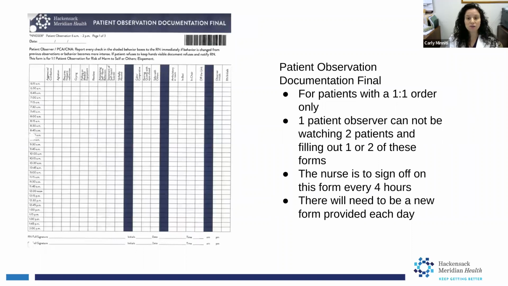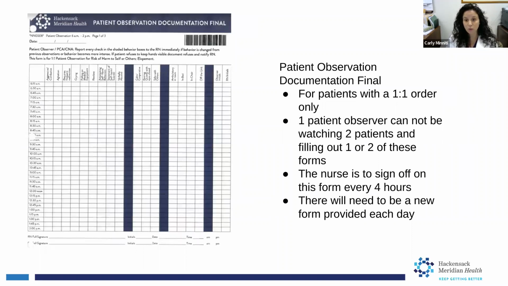So this form here is called the Patient Observation Documentation Final, and this is only for one-to-one patients, the highest level of observation. Patient observers can be assigned to 2 patients if they're in the same room and if they are able to watch both patients at the same time. But they cannot watch 2 one-to-one patients. So they should never be watching 2 patients and given 2 of these papers. It's really just one of these for 1 patient.